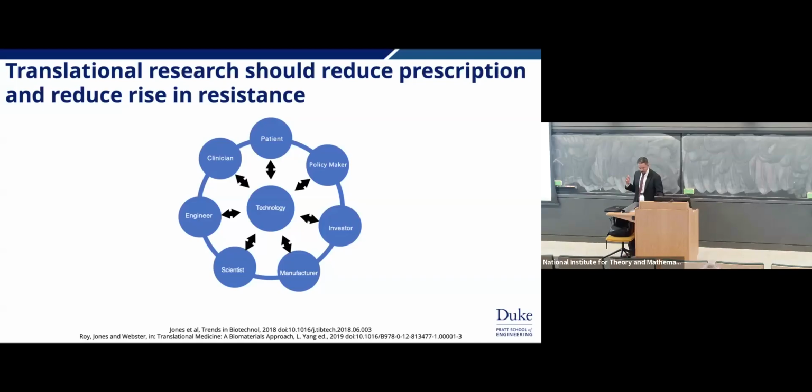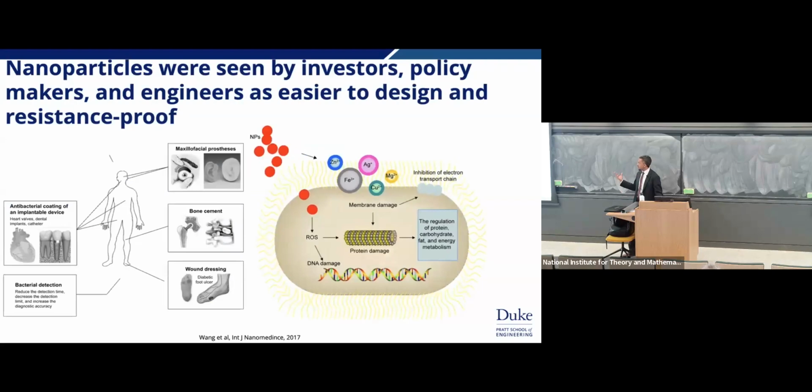But then we as engineers and scientists, one of the things that we're going to try to do is we're still going to try to develop new tools, right? So we're still going to say, you know what, nanoparticles that were seen by investors, policymakers, and engineers is a really easy to design and engineer tool that bacteria really shouldn't be able to develop resistance to. We thought, you know what, there might be reactive oxygen species that are going to kill the bacteria because some of these nanomaterials are going to be derived from catalyst.